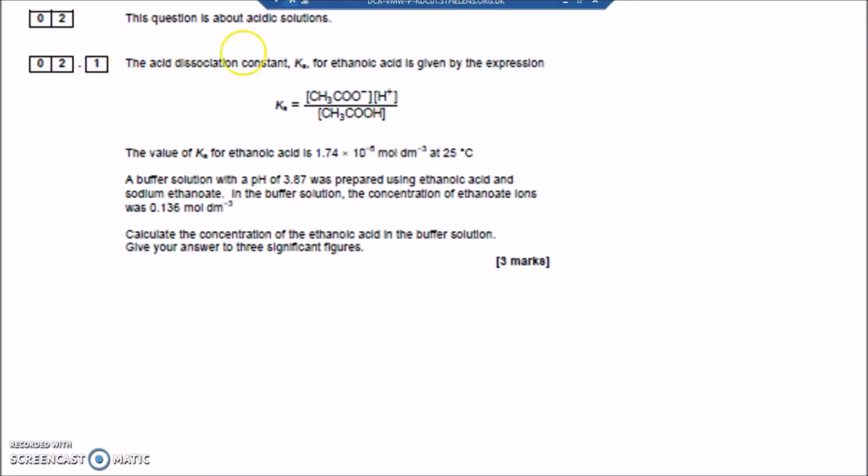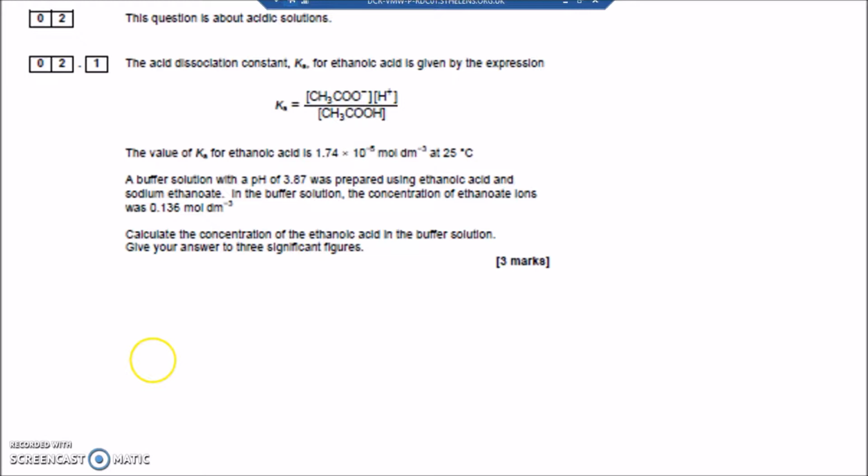Question 2 is about buffers. So I've got an acid dissociation constant, an equilibrium constant for an acid, for ethanoic acid. So ethanoic acid is breaking up to make CH3COO- and H+. And I've been given the expression for the acid dissociation constant Ka, the equilibrium constant for ethanoic acid. I've been given a value for it, and a buffer solution with a pH of 3.87.